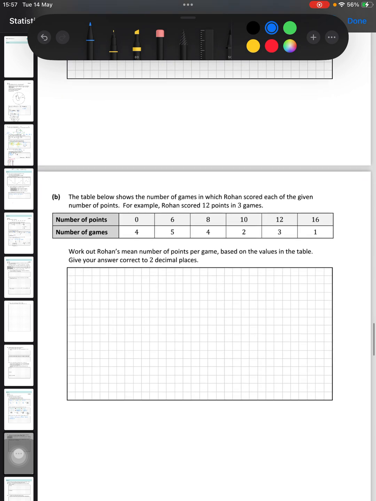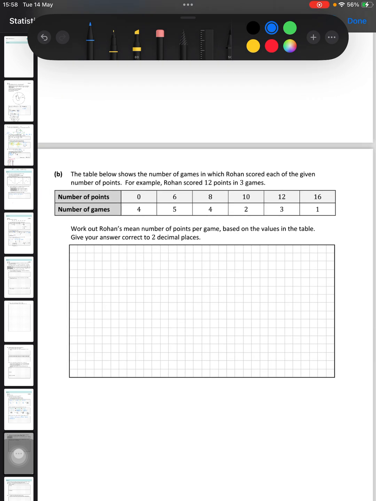Okay, it says the table below shows the number of games in which Rohan scored each of the given number of points. For example, he scored 12 points in 3 games. Work out the mean number of points per game based on the values in the table. Okay, so he has played how many games in total? It doesn't tell us, so it's 4 and 5, so 9, and 4, so 13, 15, 18, 19. So he has played 19 games. Okay, so when I add all of these up, I am expecting to divide by 19. So I'm expecting to be adding 19 things up.